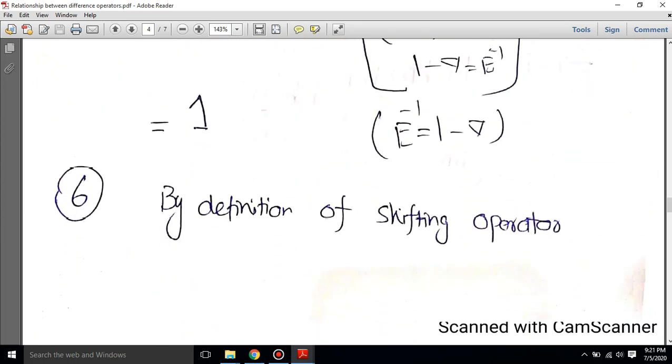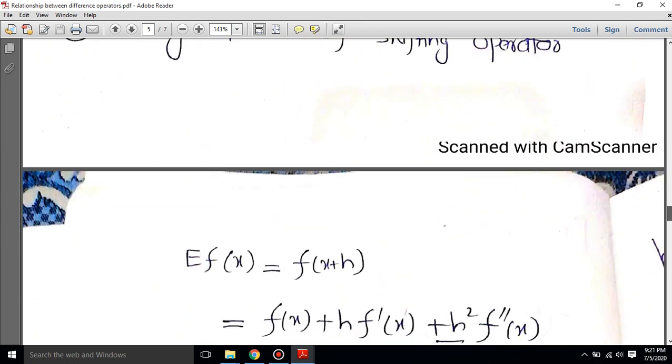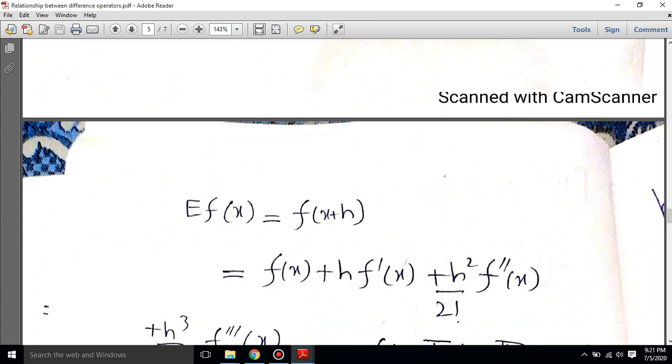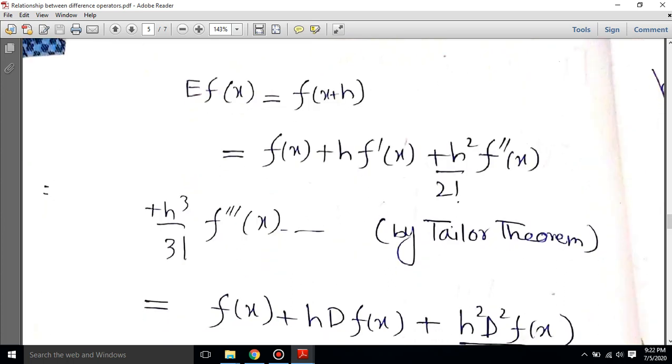From the definition of the shifting operator, we know that E f of x will be equal to f of x plus h. So this will be equal to f of x plus h f dash x plus h square over 2 factorial f double dash of x, and so on. This is the definition of the shifting operator, and remember that from this definition we have converted this by the Taylor theorem.